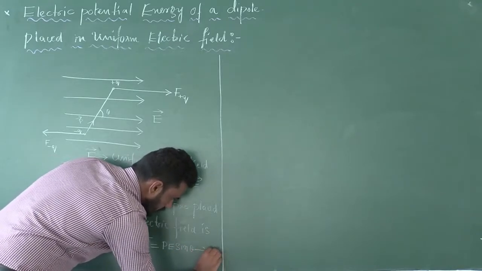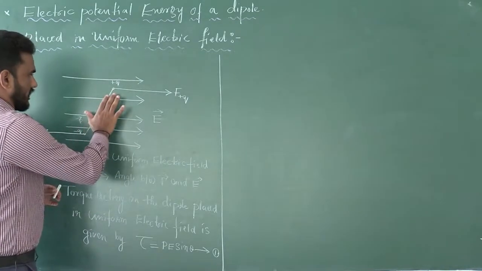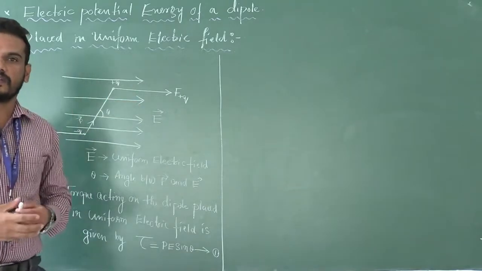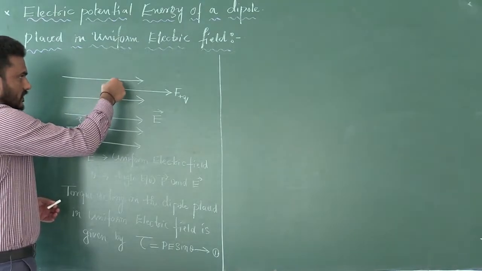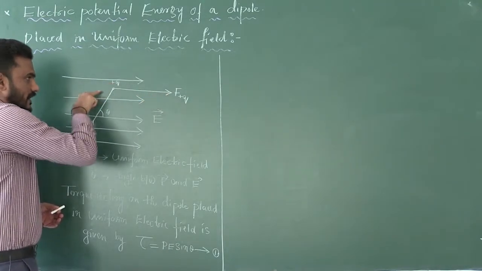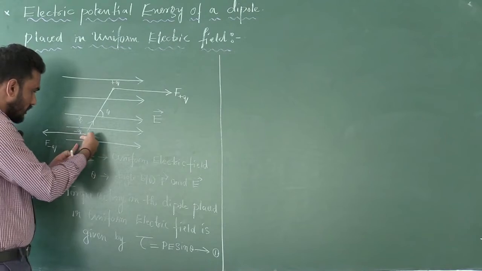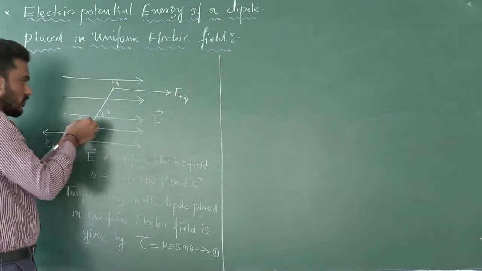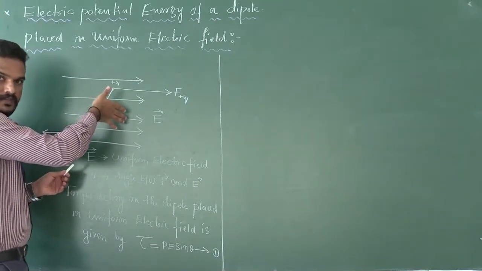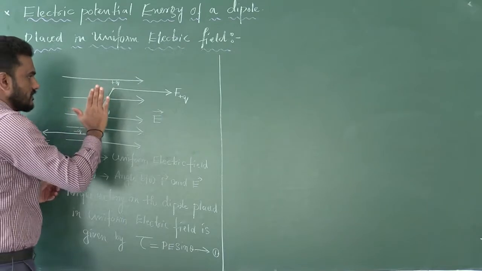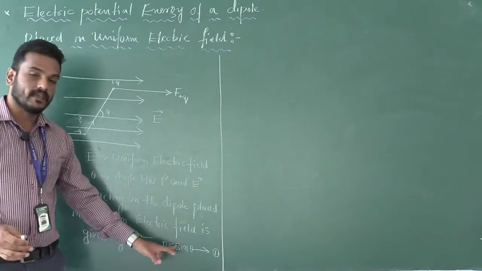We shall mark it as equation number 1, which means when the dipole is placed in uniform electric field, it experiences torque. What is torque? It is rotating force. How is it happening here? Look at this. This positive charge experiences a force which is in the direction of electric field, whereas this negative charge experiences force which is opposite to the direction of electric field. So what will happen? This dipole rotates in clockwise direction like this, which means the dipole which is placed in uniform electric field experiences rotating force, that is given by PE sin theta.